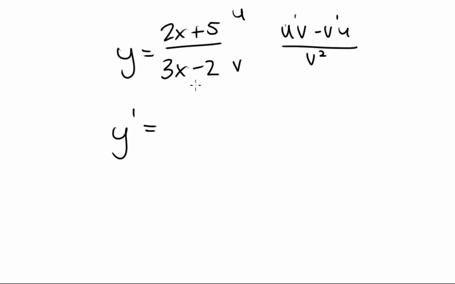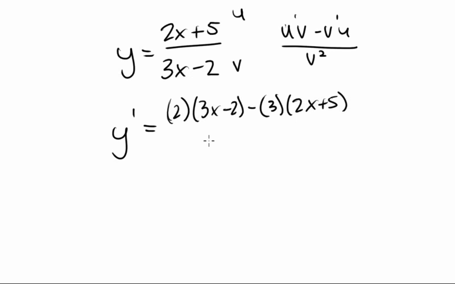All right, so u prime, the derivative of 2x plus 5, is 2, and then we're just going to copy v, subtract v prime, the derivative of 3x minus 2, which is 3, and then copy u, and then divide by v squared, so 3x minus 2 squared.